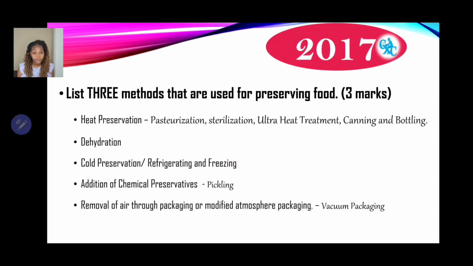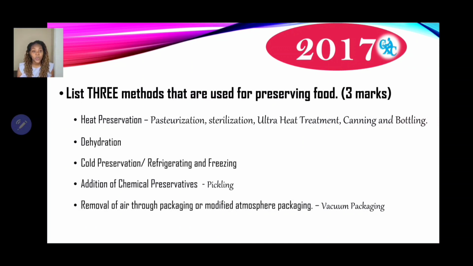So that is one. Next, we could also have dehydration as a method used for preserving food. There's also cold preservation, example refrigerating or freezing. There's also the addition of chemical preservatives, example pickling, and also the removal of air through packaging or modified atmosphere packaging. And an example of this is vacuum packaging, right?